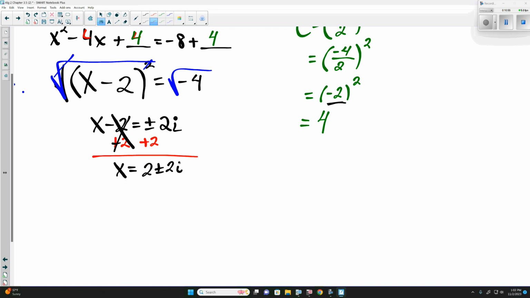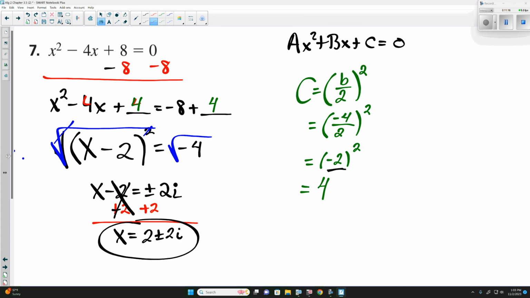Are 2 and 2i like terms? No. Since they're not like terms, we can't add or subtract them. This is the final answer. So x is equal to 2 plus or minus 2i. So we do have 2 actual solutions: 2 plus 2i, and 2 minus 2i.